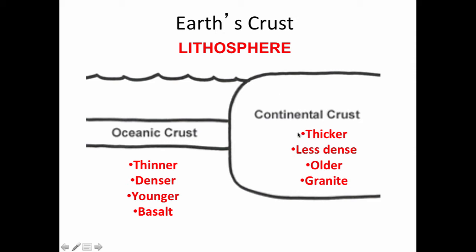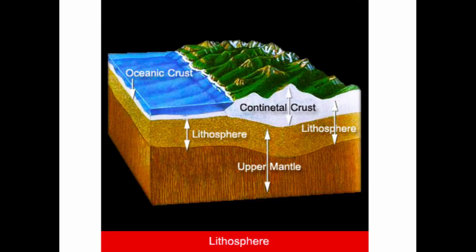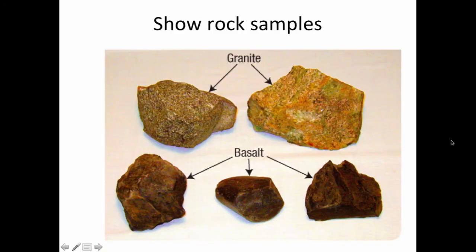Continental crust, which is what you are standing on, is thicker, less dense because it's made out of granite, and it is older. So you really need to understand that the lithosphere, which is the crust that all the plates are made out of, is made out of two different types. In this image, you have your continental crust, which could be the mountains, and then your oceanic crust, and then the upper part of the mantle, which is your asthenosphere. This just shows the different shapes of granite, continental, and basalt, oceanic.